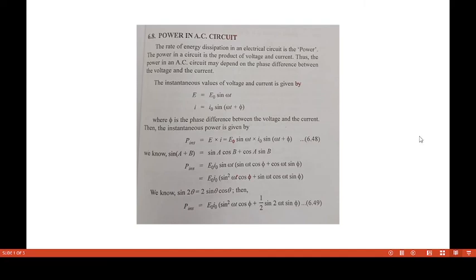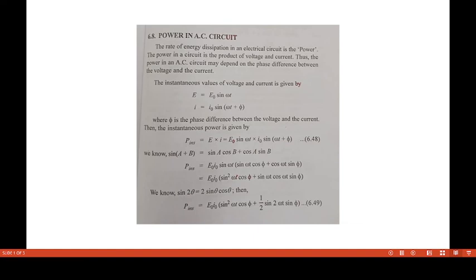So in the last class we've seen the LCR circuit. We've also seen the condition of resonance and the sharpness of resonance as well. So today we will be seeing the power in the AC circuit.